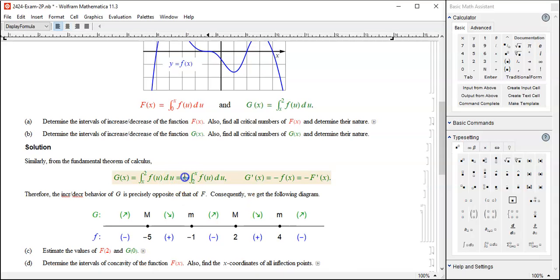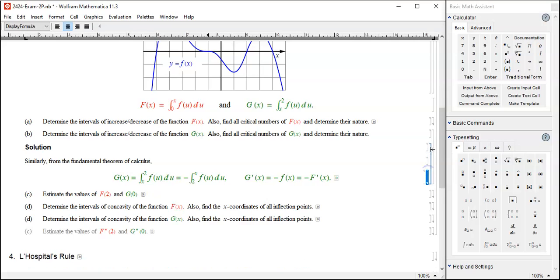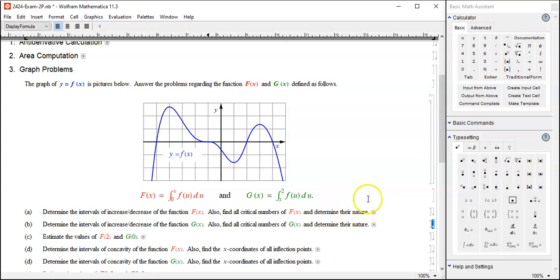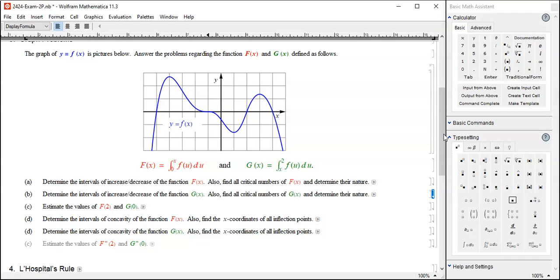So if you see this negative, then this is easy, but it's not always that easy. A is a full problem and B will be just half a problem. It's a little bit trickier, but after that tricky part, there's no substance, so only half a problem. All right, let's go to C. Estimate the values f of 2 and g of 0. Now, this is pretty much standard. Difficult, yes, but standard.